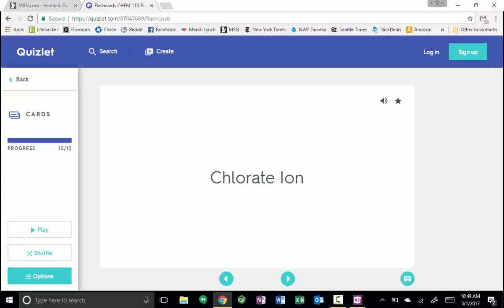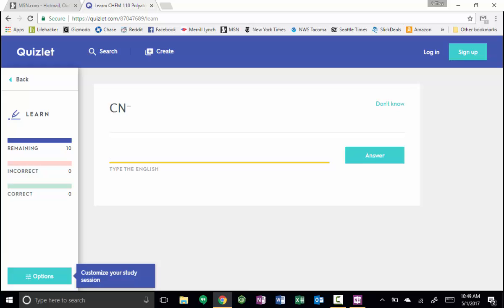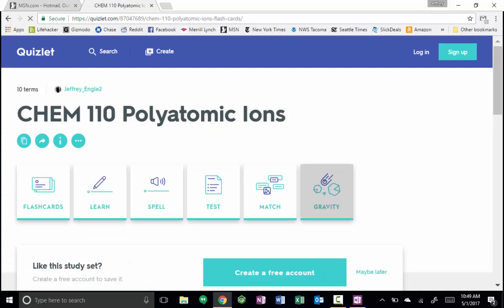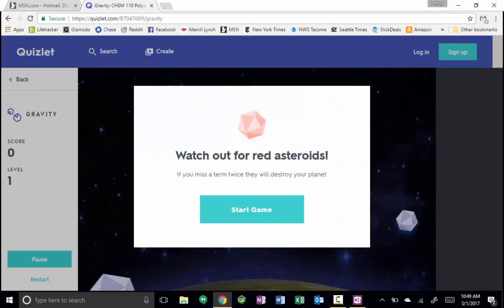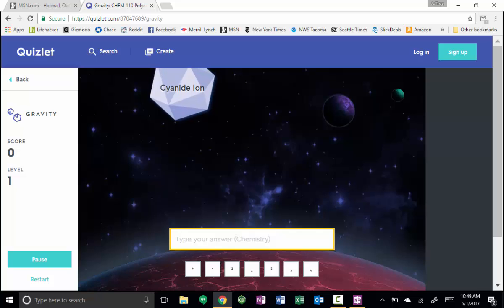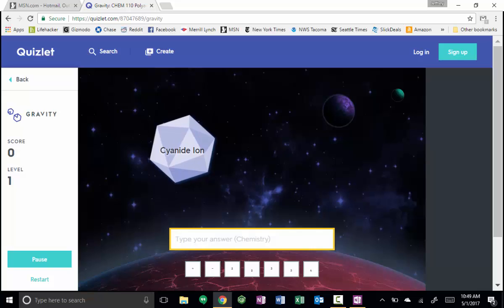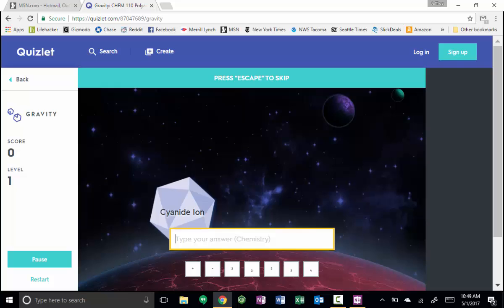Let's go back to the other ones. The other one is the learn one, where you can just check your spelling and make sure you're spelling everything correctly. There's another cool one too that's a gravity game, where you can actually compete with other classmates, I believe, and see who has the high score. And then when it falls down, you can quickly type in the name and test yourself. It's pretty funny. Students in my organic class get really competitive with Quizlet, and they try to beat each other's high scores. So you guys are welcome to do that too.